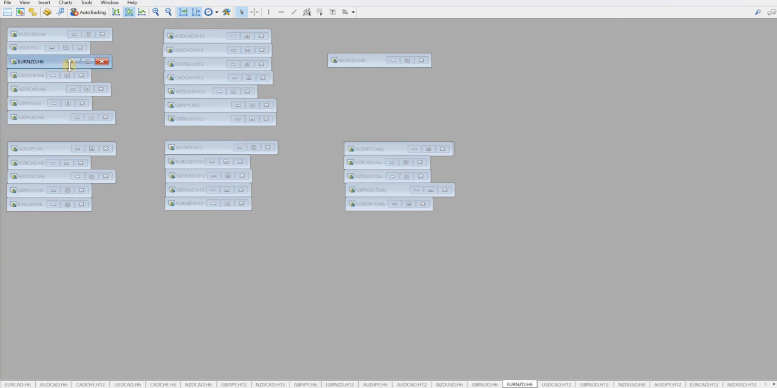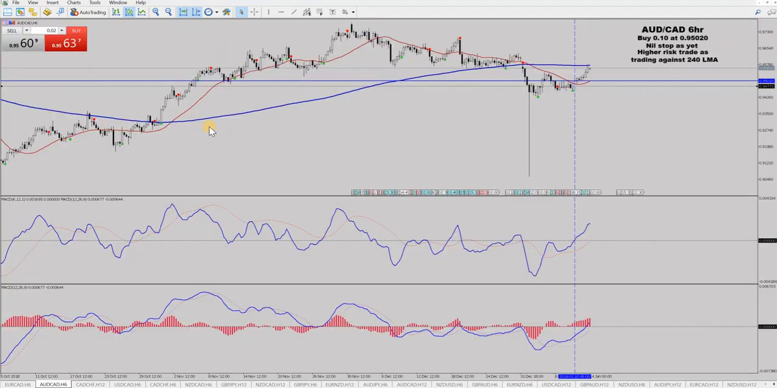And the last one was the AusCAD 6 hour mod MACD. It's got up and touched the 240 LMA. It's a 6 hour chart, so there's about 60 pips there or something. I'm going to take some of that profit. It's at the 240 LMA. So closed half this morning and put a stop in place just below the 25 SMA at 0.94773.